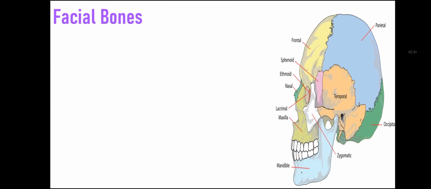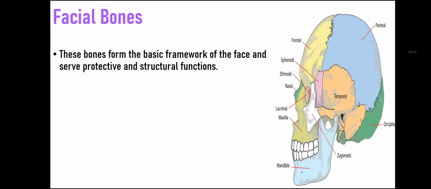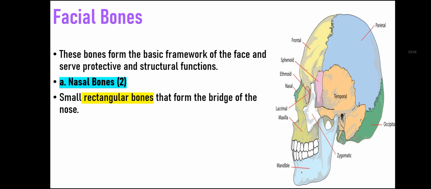Now let's talk about facial bone. As we earlier said that the bones of skull are divided into two groups, the cranial bone and facial bone. We have talked about cranial bone and now we will talk about the facial bone. They are the bones that form basic framework of the face and serve protective and structural function. They include nasal bone, that are paired bones, that means there will be two nasal bones in every facial skeleton. They are small rectangular bones that form the bridge of nose.